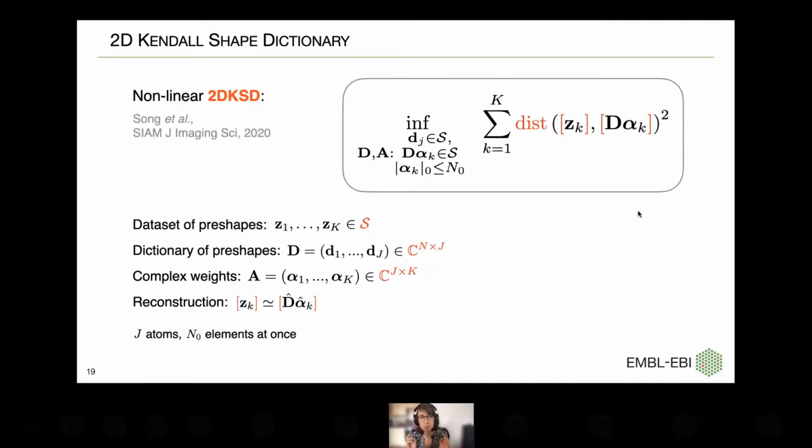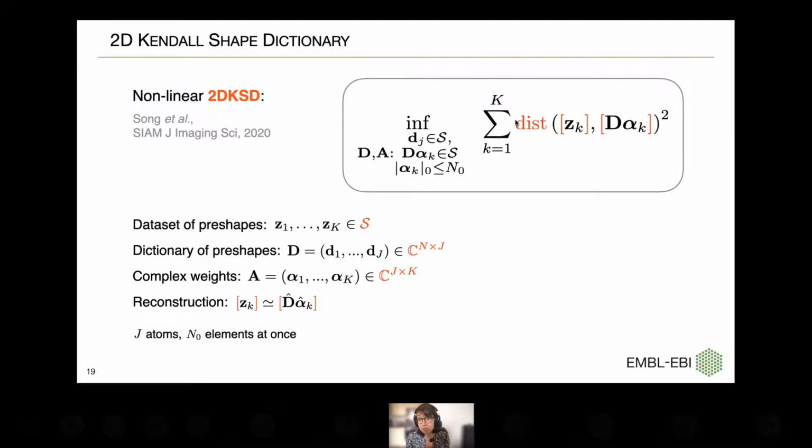So with that in mind, we can propose a sparse dictionary learning formulation for Kendall shapes. Now, there are a few things that changed from the linear formulation you saw before. The first one is that our input data are pre-shapes, so configurations that have been centered and normalized. These are simple operations. The dictionary elements are pre-shapes themselves. The weights are complex numbers, because now that's the world we're in. And what we are trying to minimize is the reconstruction error between the Kendall shape of the input data and the Kendall shape of the reconstruction. And that's what these brackets mean. So that means Kendall shape.